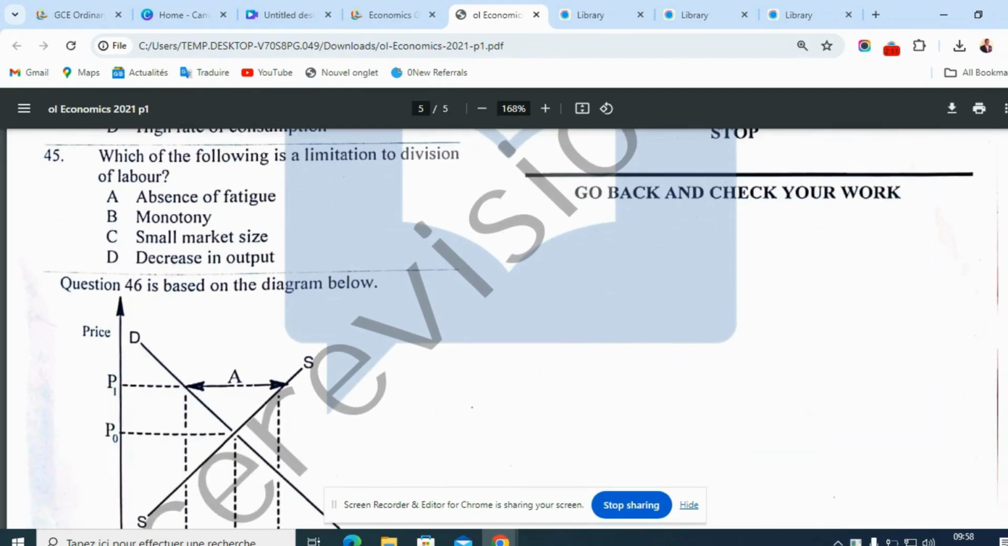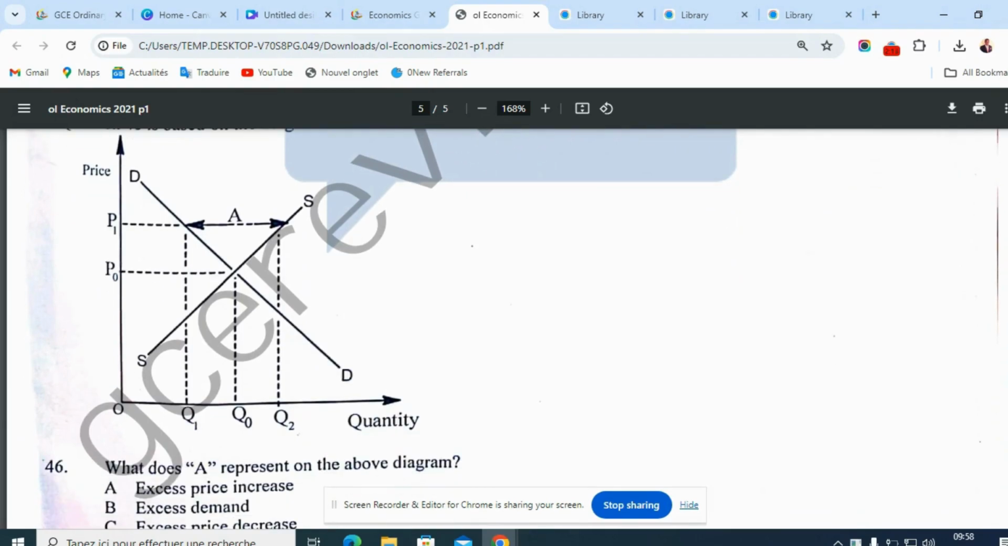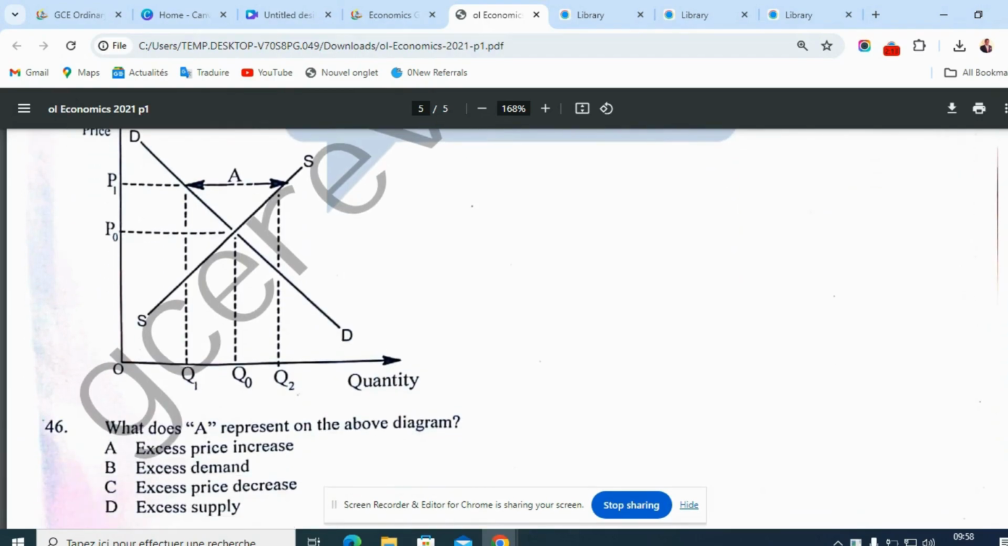Question 46 is based on the diagram below. What does A represent on the above diagram? You see that A is connected, demand is connected to supply, and it's asking us what A actually represents. The correct answer for that is D, which is excess supply. It means that there is an excess supply in the market.